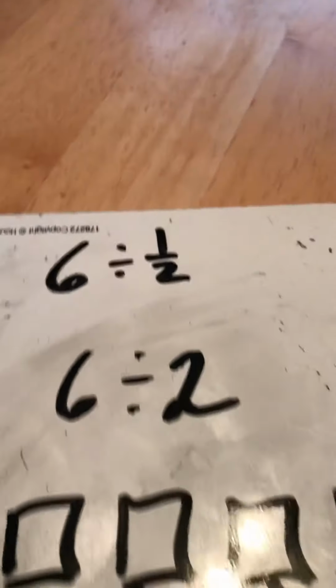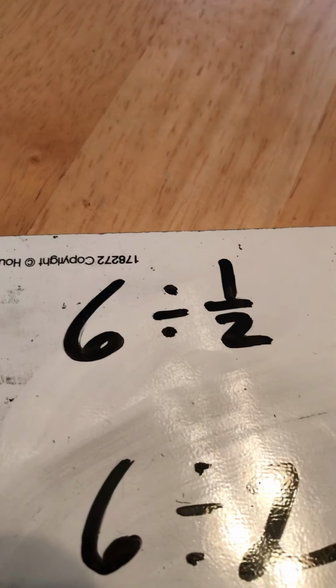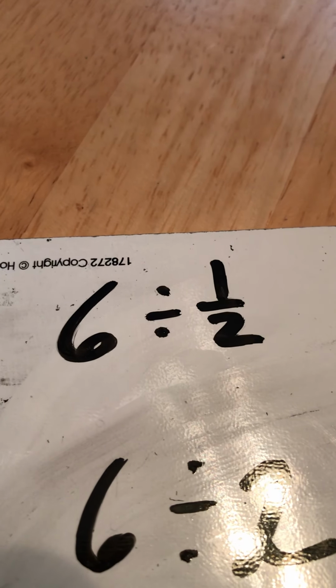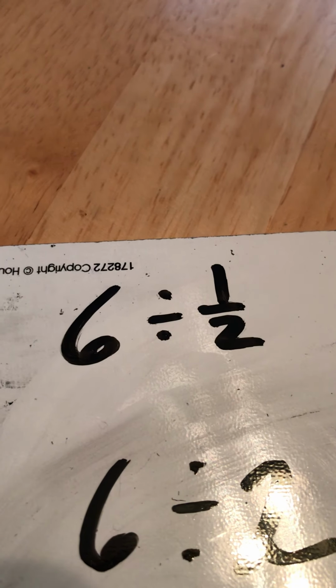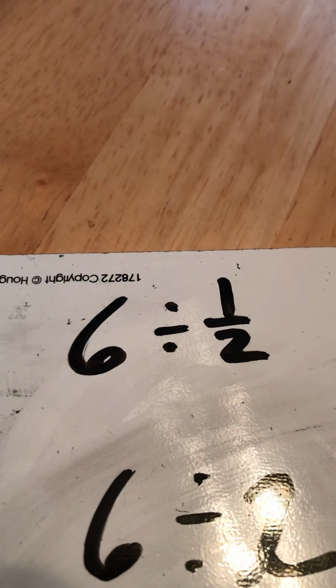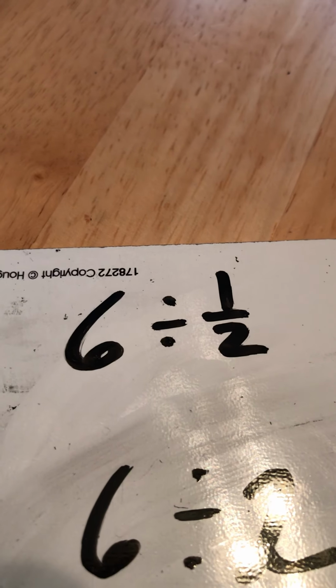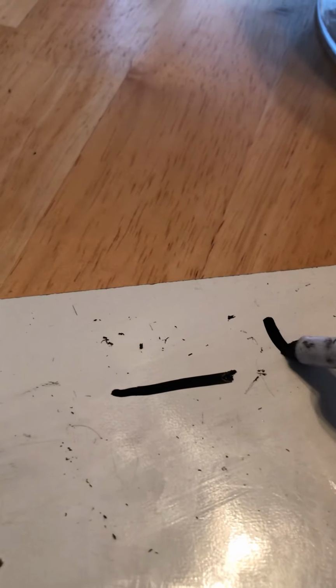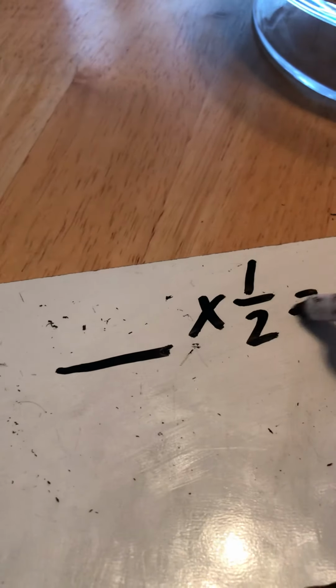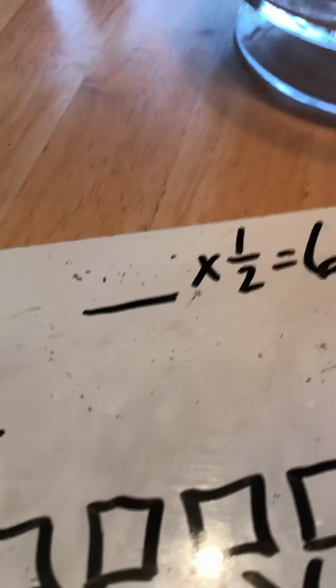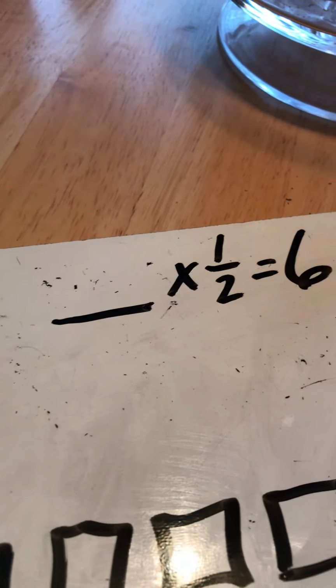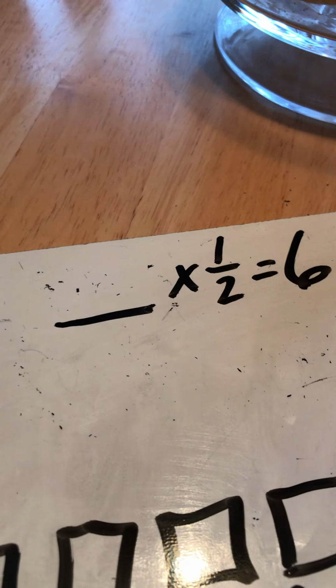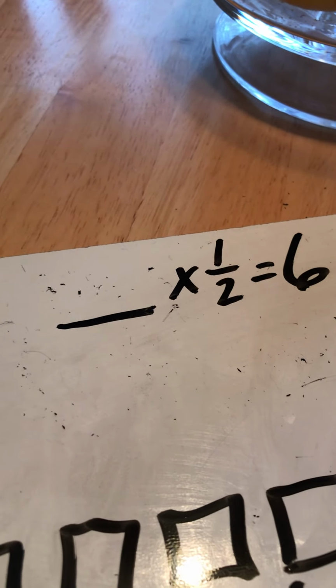So let's look at 6 divided by 1/2 again. If we want to solve 6 divided by 1/2, we can think about it as how many halves are there in 6? What times 1/2 equals 6? How would we write it as a missing factor problem? So what they're saying is blank times 1/2 equals 6. So what times 1/2 equals 6? So how many halves are in 6?